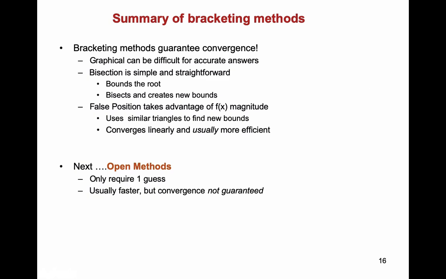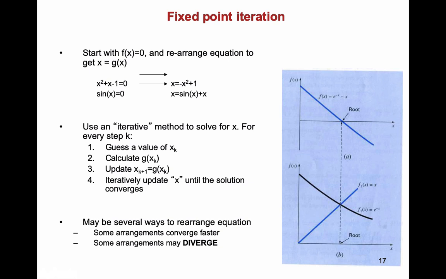The next option is basically, okay, do I really have to always have this bracket and look for it first? Sometimes we don't want to do that. And we want to start just from one value and keep going. And those are called open methods. They require one guess. They're usually faster if they work. And if they don't work, they just don't work. Okay? So you have to keep guessing. This convergence is not guaranteed because sometimes you don't even know that you have a root nearby.